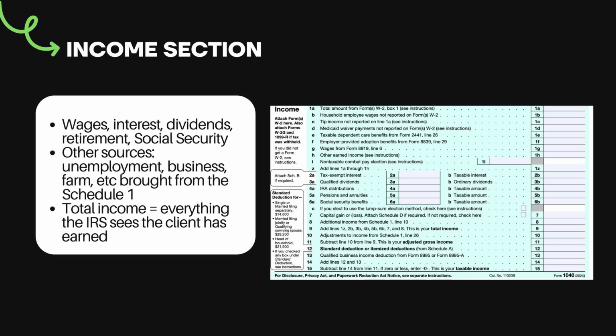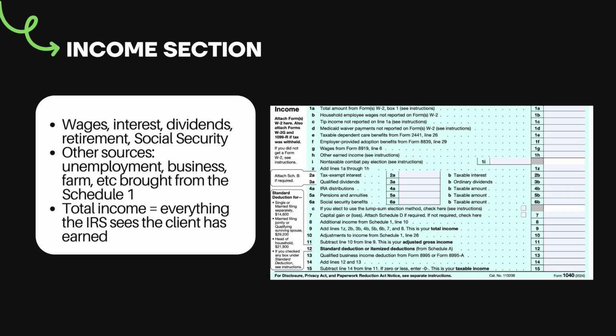Next, we have interest and dividends. Those come from 1099 INTs and 1099 DIVs. Even if it's just a few dollars of bank interest, it goes on the return. This is a great spot to remind clients that small amounts still count because the IRS is already tracking it.